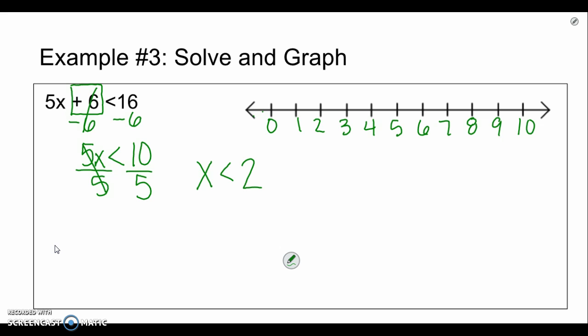Now, since this is a less than symbol, we're going to use an open circle. And this time we see that we're going to shade to the left because x is less than 2. So x is any number that is smaller than 2. So for example, x could be 1, 0, negative 2. Those would be numbers within the solution set.